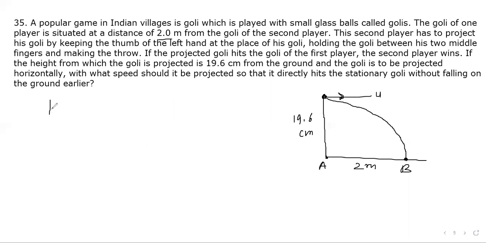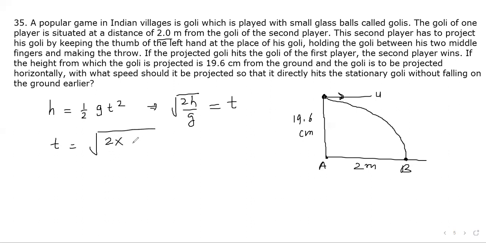So let's apply the formula for height. h equals half g t squared. So this will give t equals square root of 2h upon g. You put the values: t equals square root of 2 into h, where h is 19.6 centimeters, that is 0.196 meters, divided by g, which is 9.8 meters per second squared. If we evaluate it, this comes out to be 0.2 seconds.